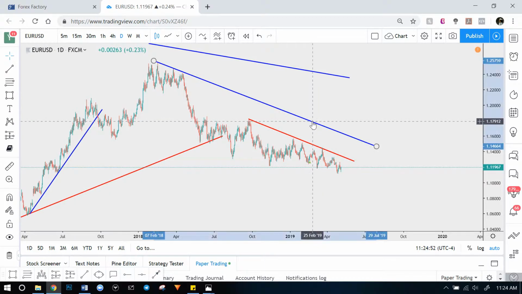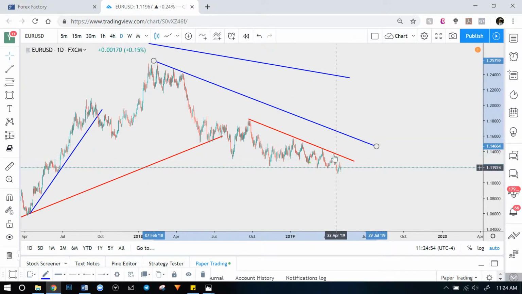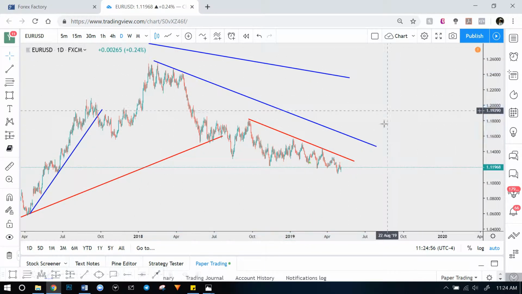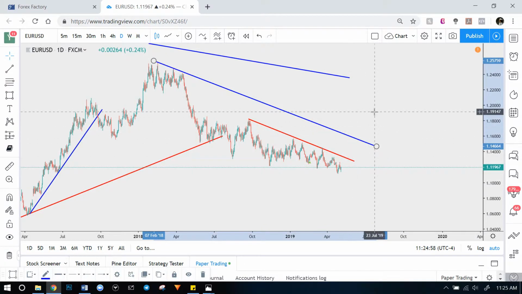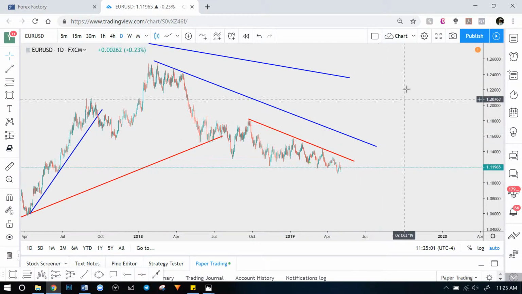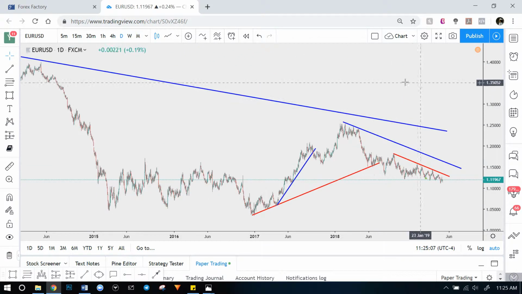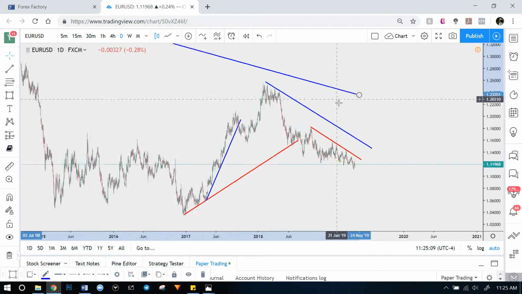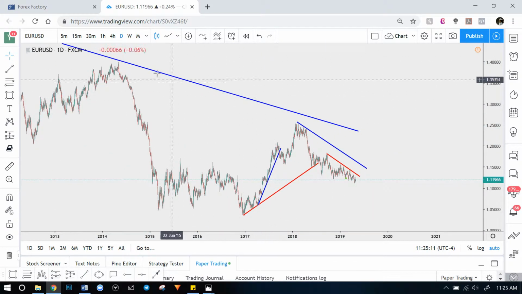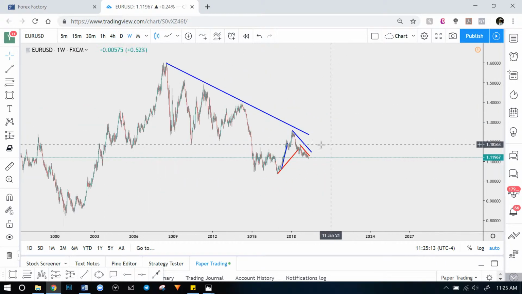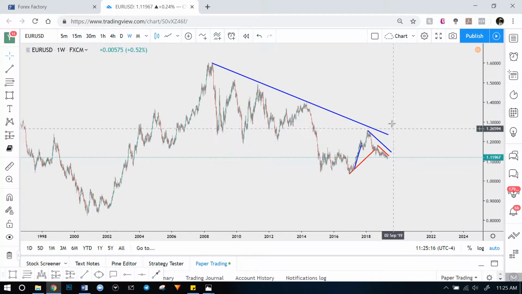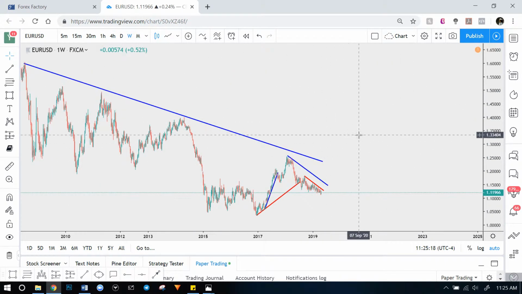So this blue trend line is pretty important. The break of this trend line is very important to the new bull market for this pair, the EUR/USD, the euro dollar. Now if it breaks this trend line, which is the overall market, the overall sentiment for this pair, it's going to become a bull market.